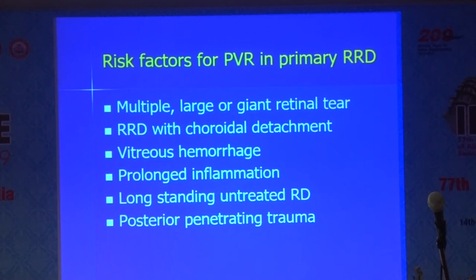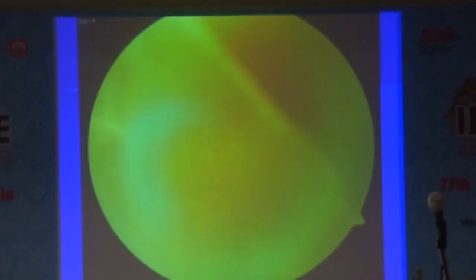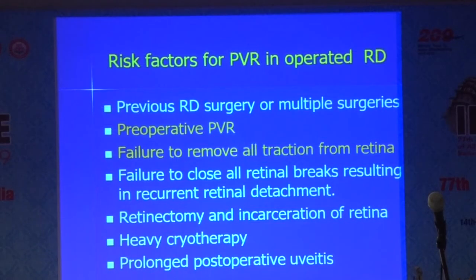And basically, what are the risk factors? The risk factors are multiple large or giant tears, retinal detachment with choroidal detachment, vitreous hemorrhage, prolonged inflammation in the eye, long-standing retinal detachment, and many a time posterior penetrating trauma. If you have a large tear, obviously a large area is liberating RPE cells, and you develop this.